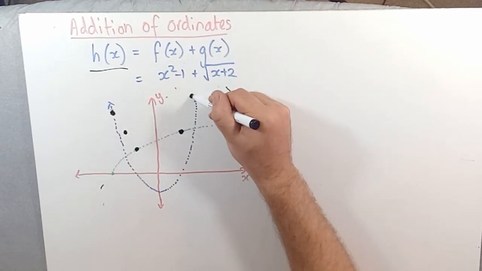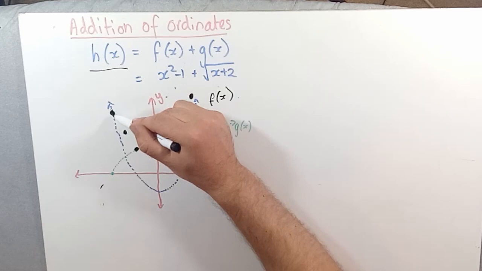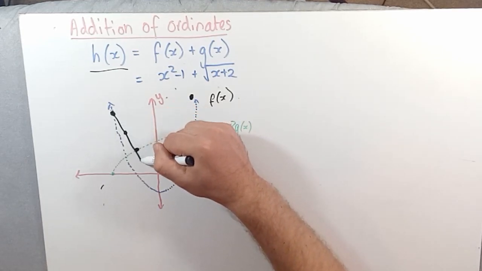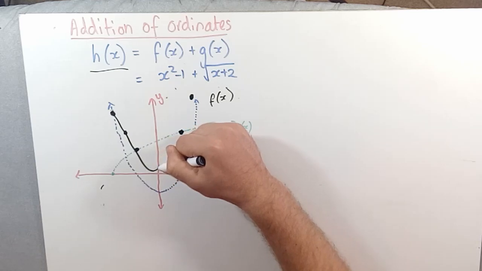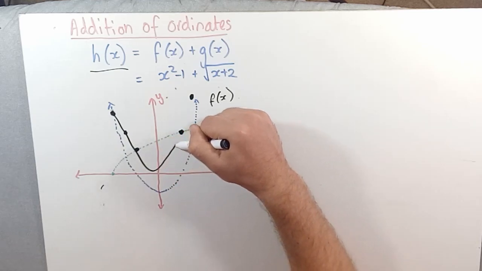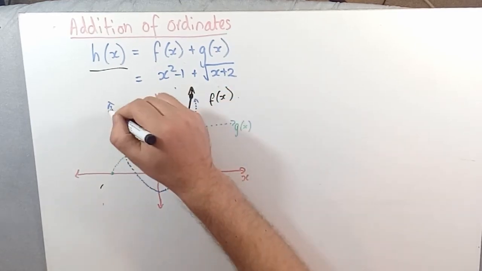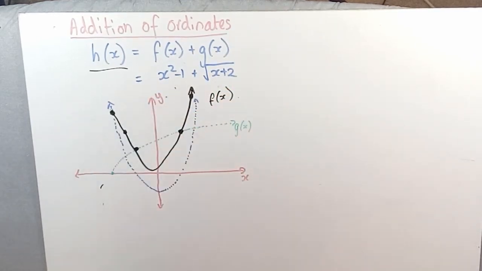And this is fading off and this is getting bigger much more quickly. So it's going to go up there somewhere. So it's going to look a little bit like this. And then it's going to turn around and go back up in that direction. Okay, so that's what my graph of h of x is going to look like.